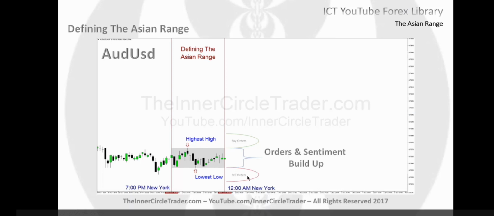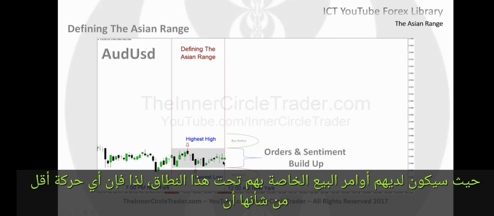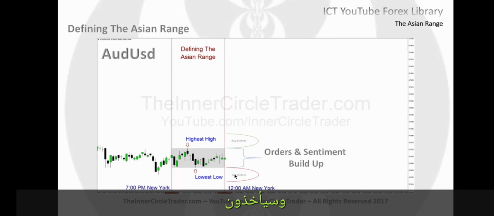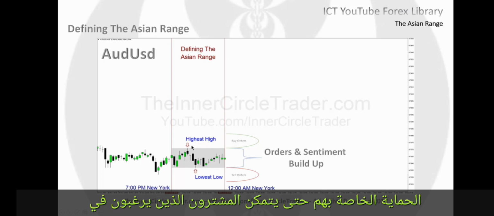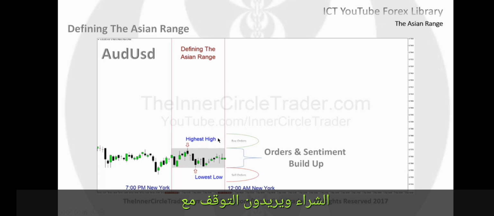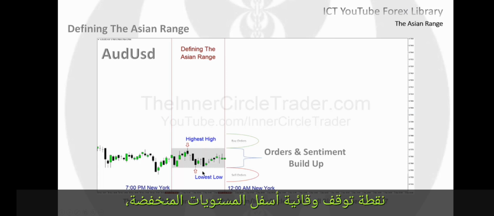Short sellers would do the opposite. They would have their sell orders below this range. So any movement lower would hopefully put them in a short position, and they would take the other end of that range and put their protective buy stop. So buyers that want to break out above this consolidation are going to buy on a stop with a protective sell stop below the low.